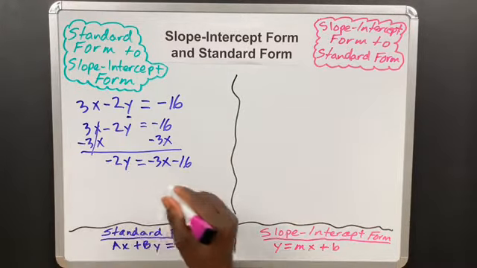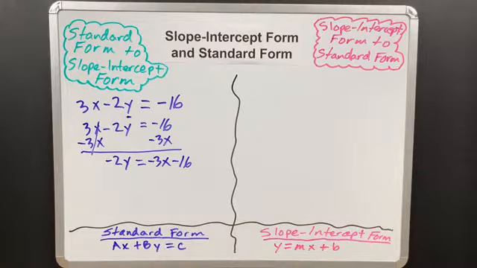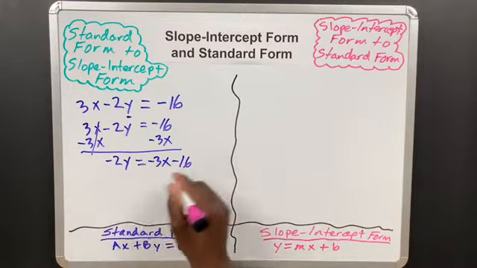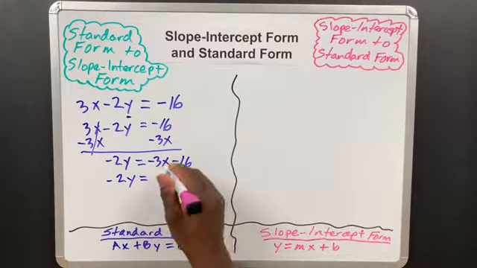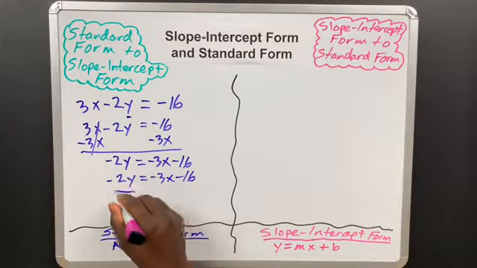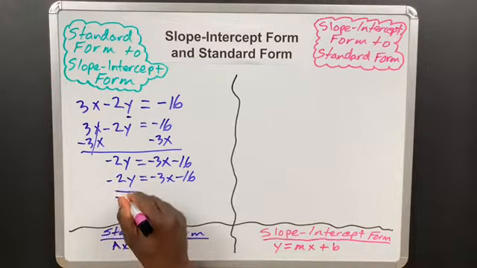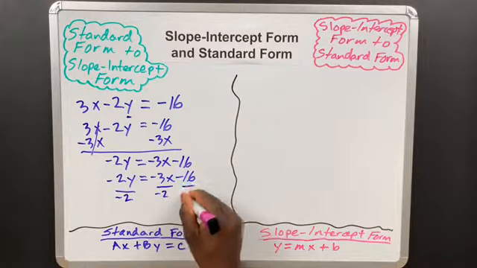So the opposite of multiplying by negative 2 is to divide by negative 2. So I'm going to write this again. Negative 2 times y equals negative 3 times x minus 16. And I'm going to divide, the division property of equality. So I'm going to divide everything by negative 2. Divide that by negative 2. Divide this by negative 2.